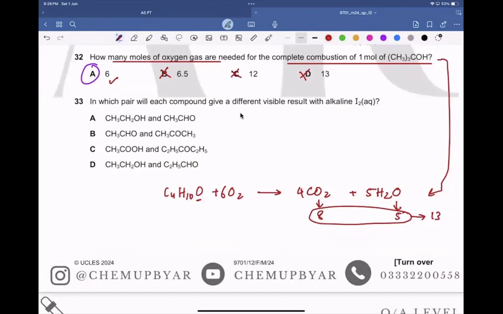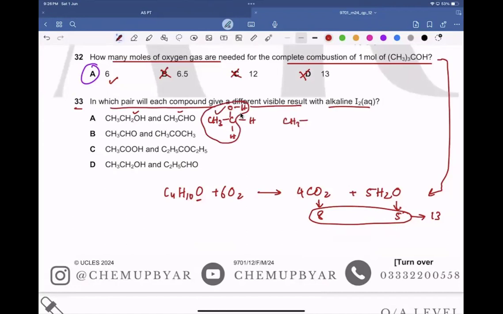Okay. Now question number 33. In which pair will each compound give a different visible result with alkaline iodine? So both give the same result because it's an ethanol. See, the alcohol has a CH3CHOH group, and then this hydrogen. So this group is present, so yellow precipitate has been seen.